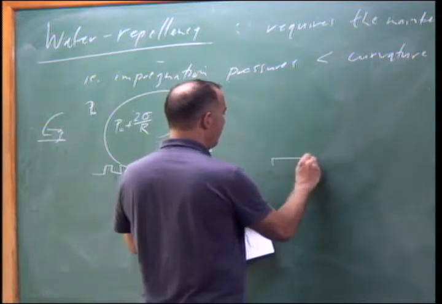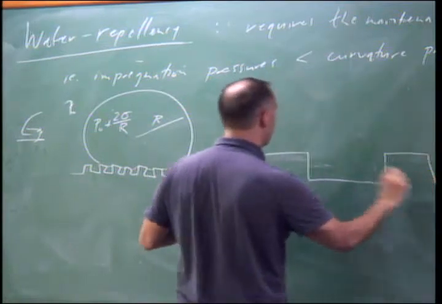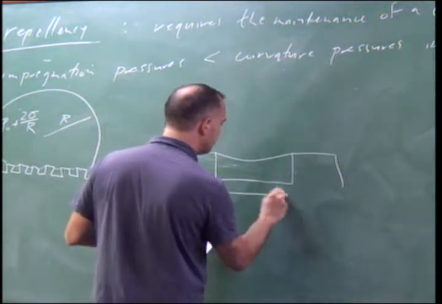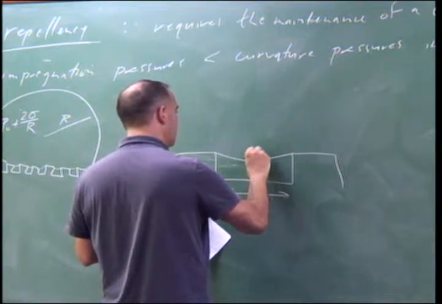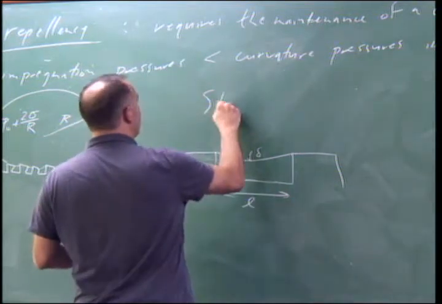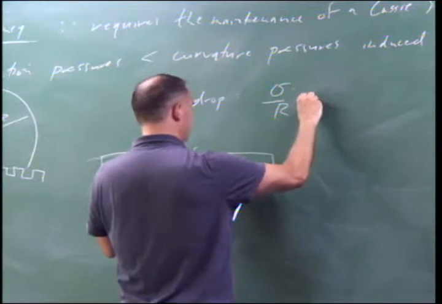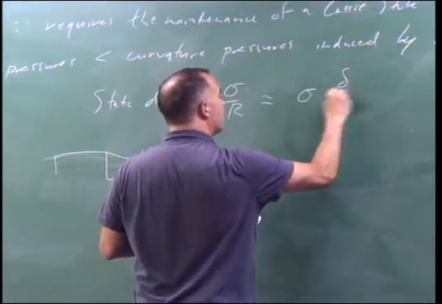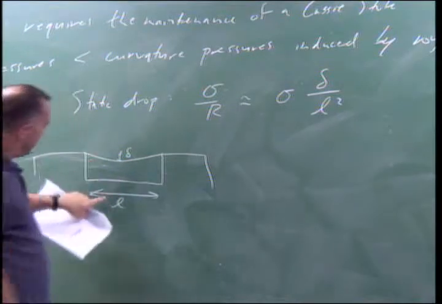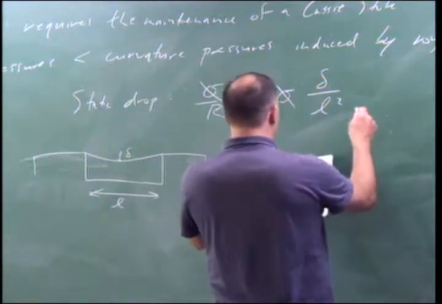So if you zoom in, let's do a slightly better job than that. And our interface is going to look like this. And we know what its curvature is. The deflection here is delta. This is L. So for a static drop, the radius of curvature, from this picture you can see what this curvature is going to be, order delta over L squared.